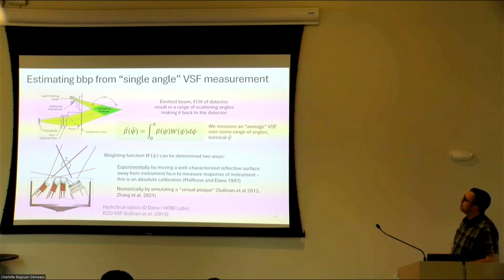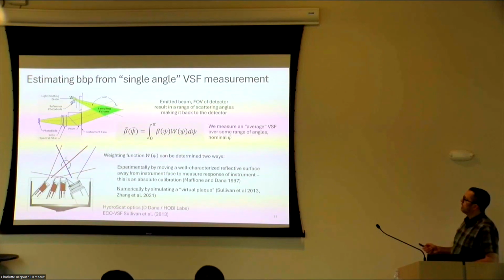So we express that by taking the ideal VSF, and we come up with this weighting function W. And what we're actually measuring with the instrument is this average beta at some centroid angle, call it the centroid or nominal angle, and it effectively weights the response to let us understand that we're not measuring at an ideal specific single angle.